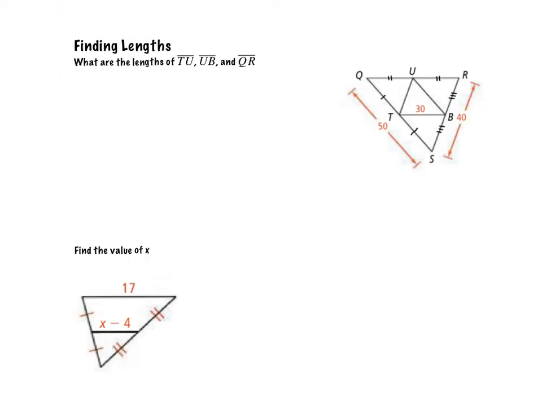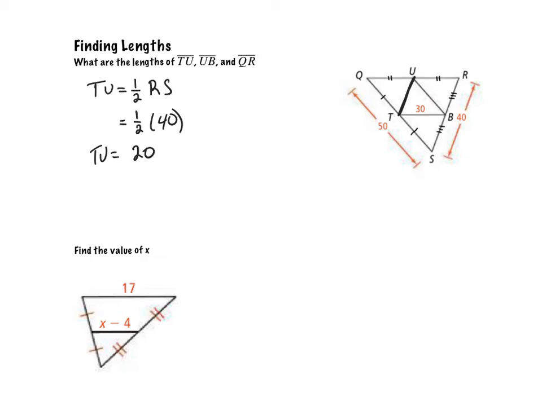So if I want to find the side lengths, looking at finding TU, UB, and QR here. If I start with TU, I want to know what is this segment there. I look at it and say, what side is TU parallel to? Well, it's parallel to RS, so I know it's half of that. So TU is going to be equal to 1/2 of RS, and RS is 40. So what is 1/2 of 40? 20. So TU is 20.